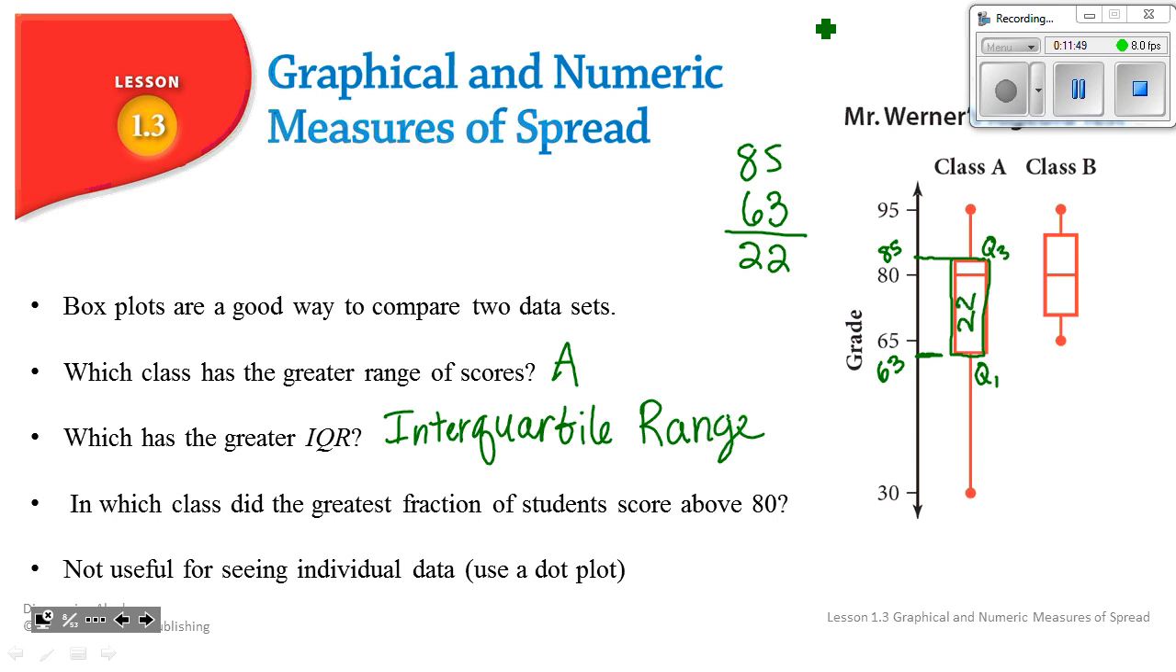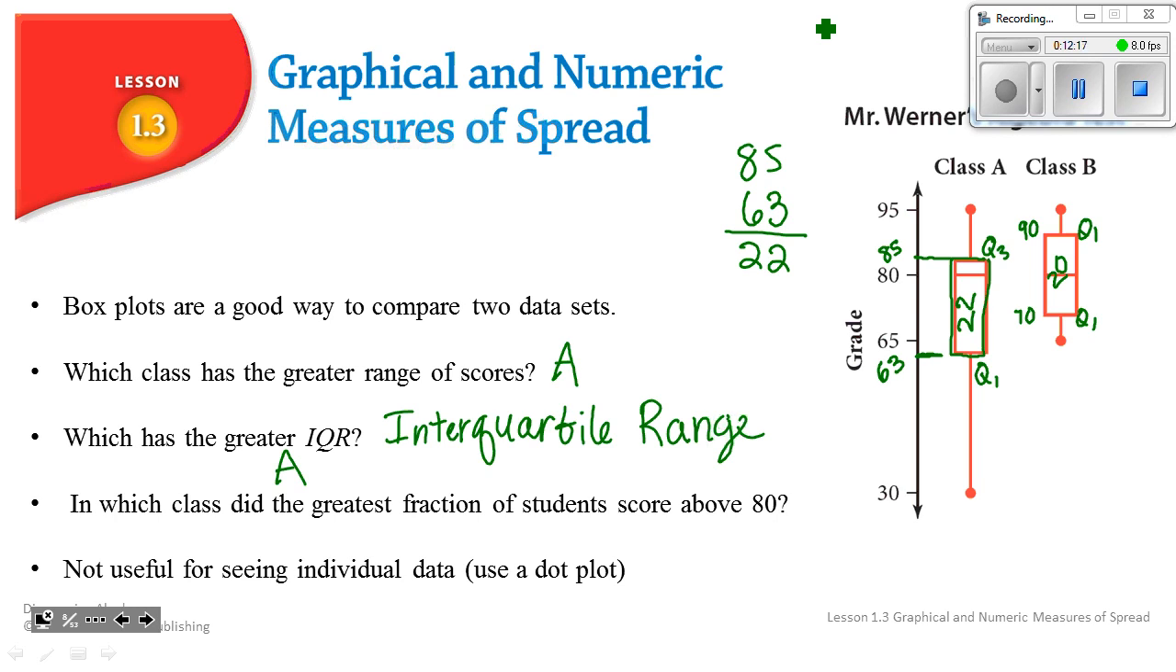about 22. Right, now if I look at Class B, let's say Q1 is somewhere around 70. Q3 is somewhere around 90, right? So that interquartile range is only 20. So the interquartile range for Class A is slightly greater. And I can tell that because the box is just slightly larger.